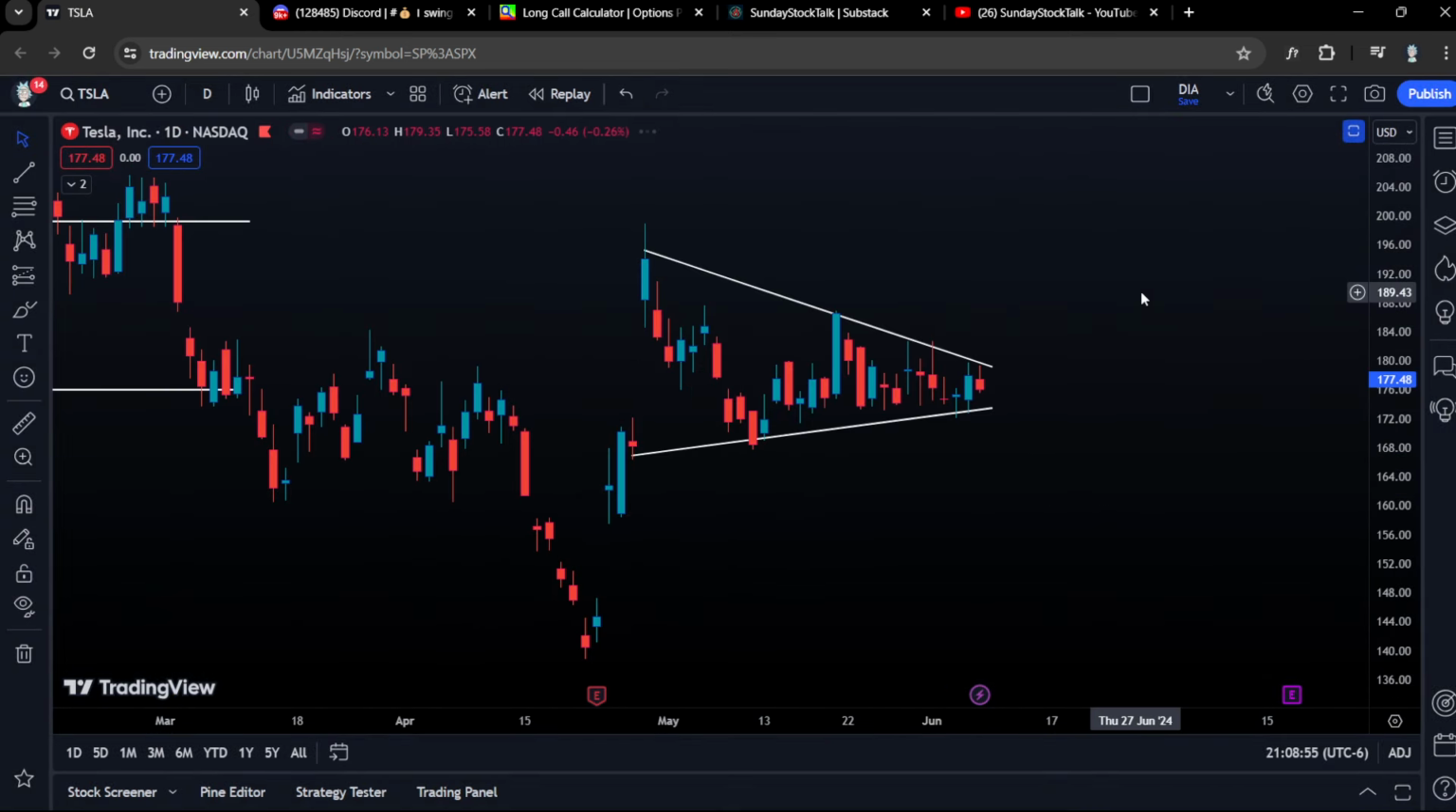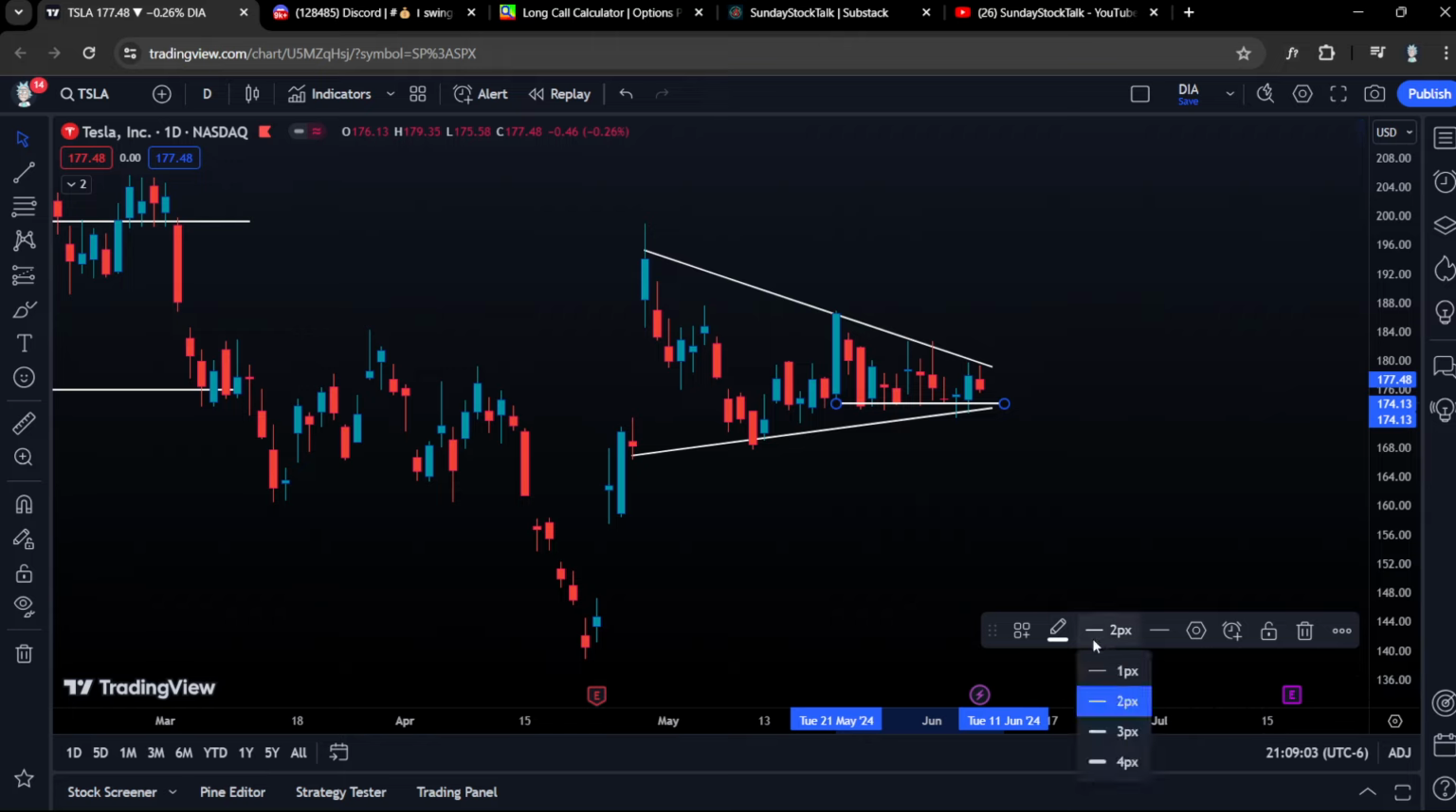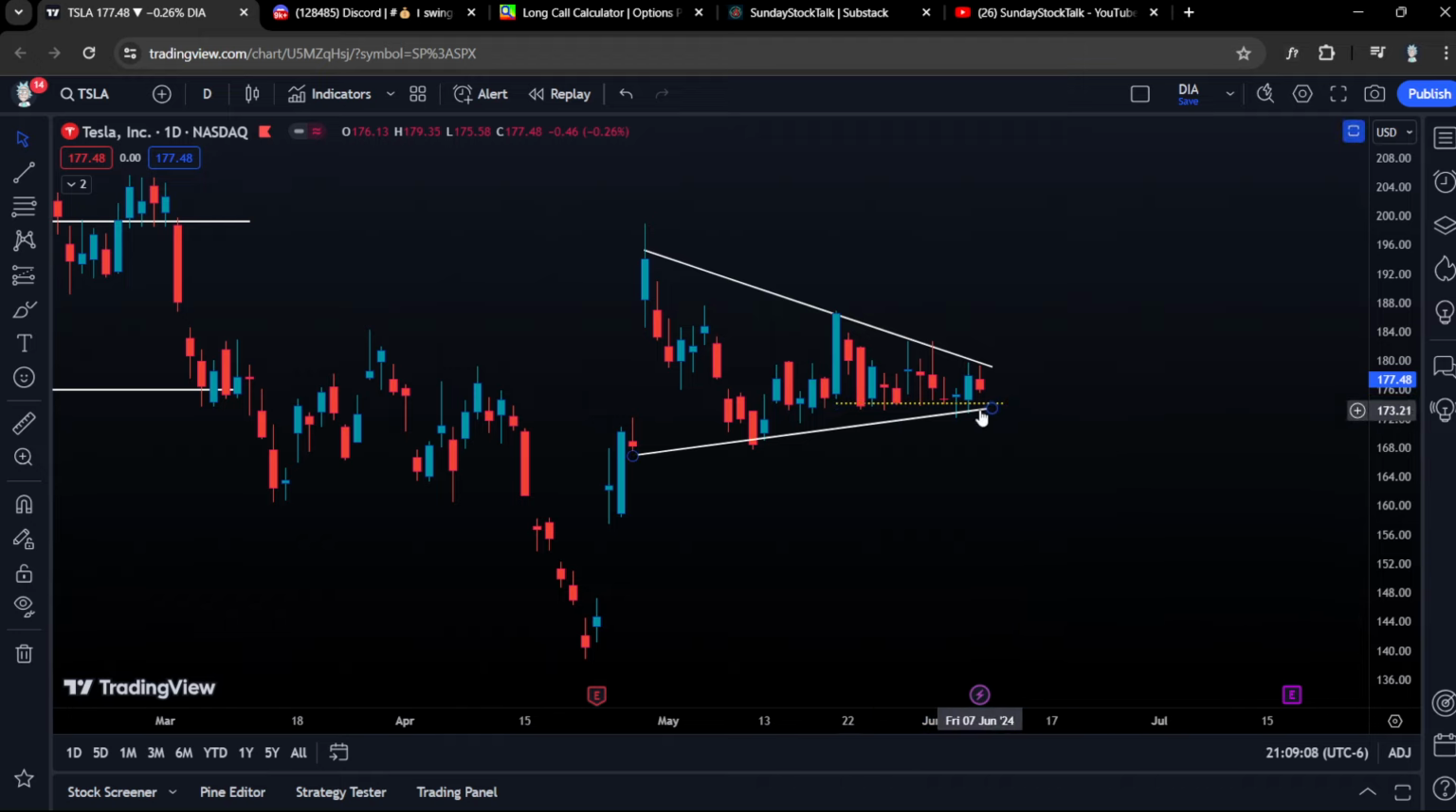So with Tesla, we are setting up, we are building that. And just like Nike, again, this is why I'm loving this setup, because it looks just like the Nike setup. So I'm going to color this yellow, because again, as you guys can see, we have this consolidation.